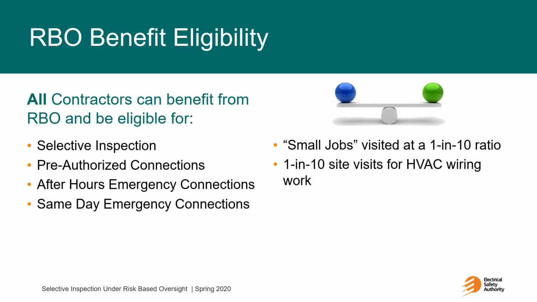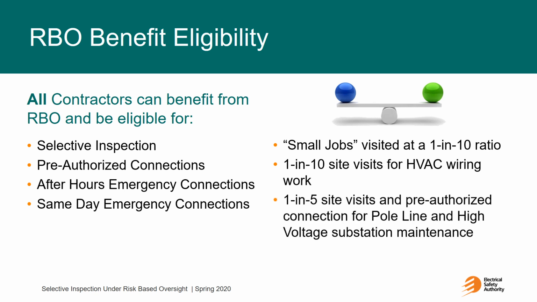Inspector visits of 1 in 10 for HVAC wiring work. Inspector visits of 1 in 5 for pole line and high voltage substation maintenance. If you are familiar with the EFA's Authorized Contractor Program, you will notice that many of those features are continued under RBO with no annual fees.